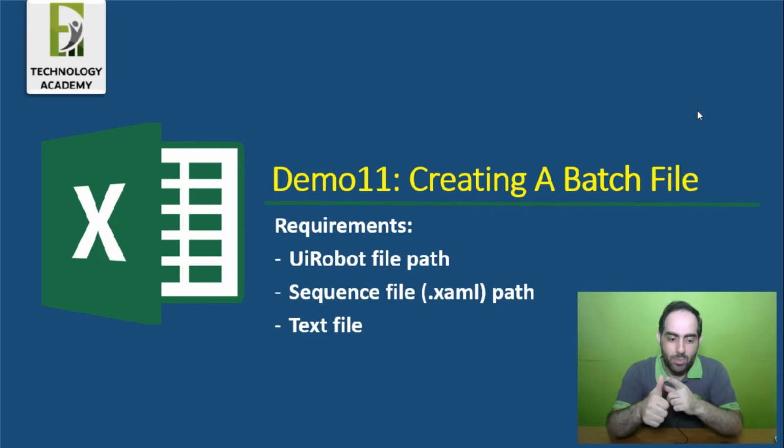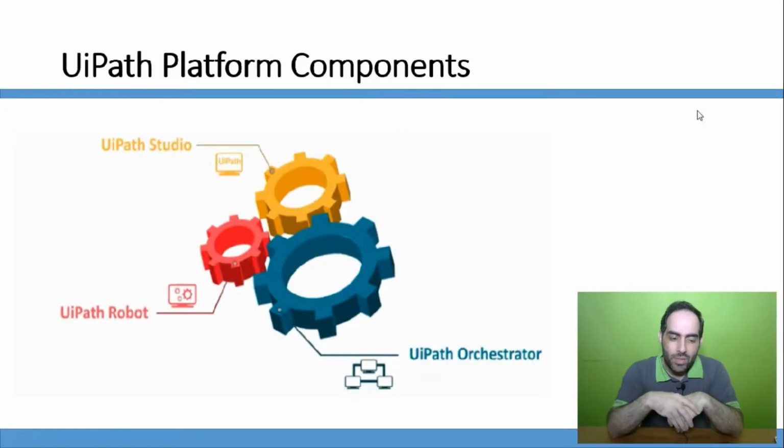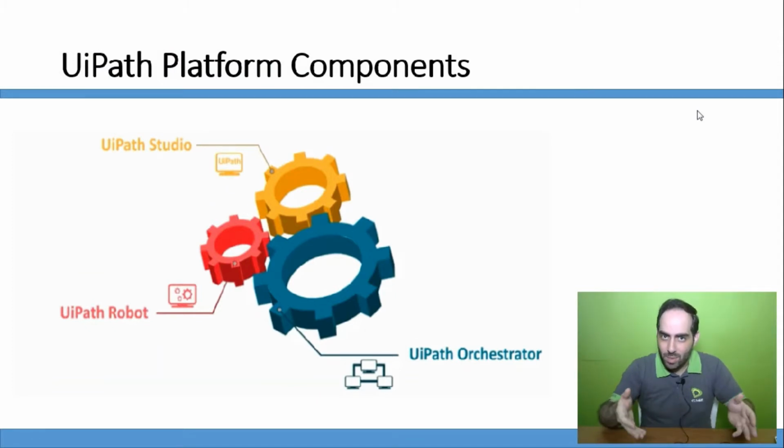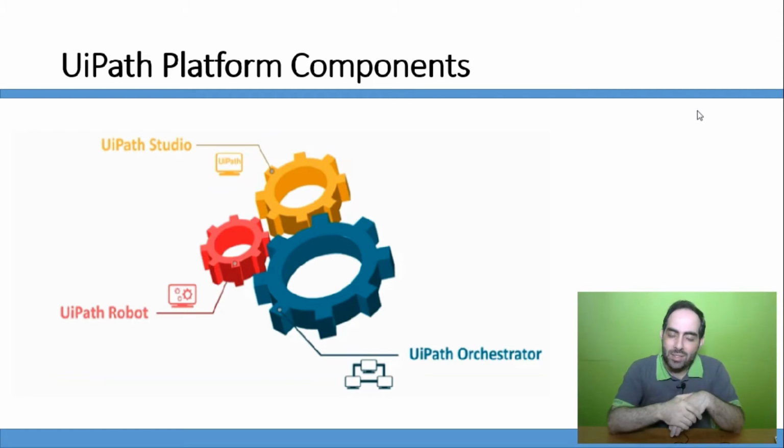The first one is something we call UiPath Robot. UiPath Robot is actually one of the components of UiPath to execute an automation. UiPath is actually divided into three components. The first component is UiPath Studio, which is the tool we've been using since the beginning. That is UiPath Studio, where we can create and design our automation. The second component is UiPath Robot.